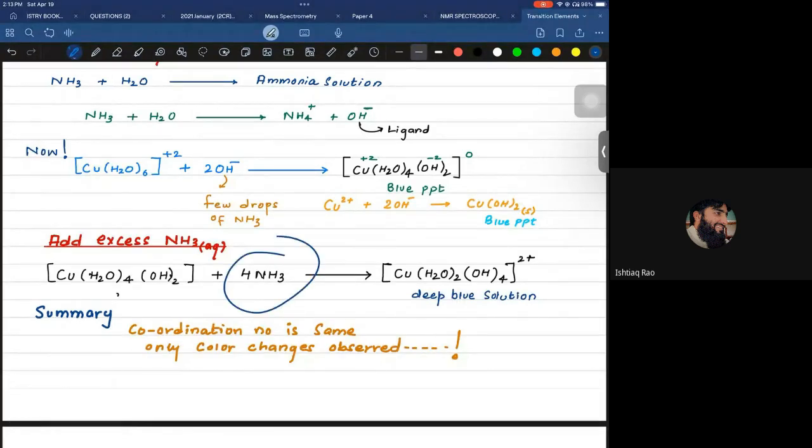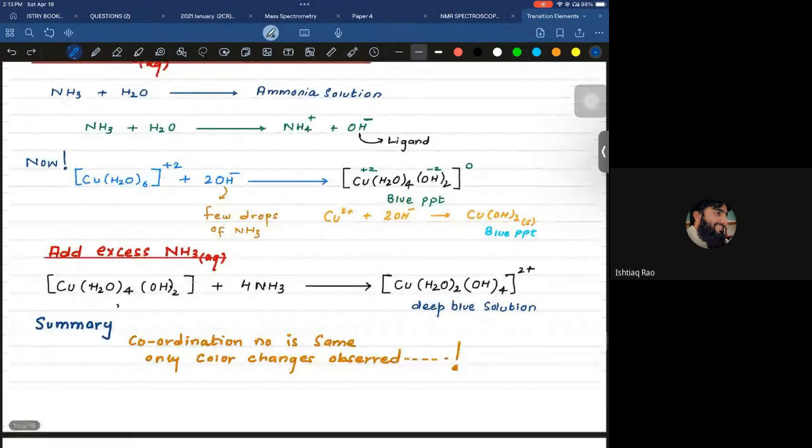Then I'm adding excess ammonia. So here we have 2 OH, and right now we have 4 OH. So you have added aqueous ammonia. So that's the reason you have more OH negative ions. They would be taking more protons from water, and it would be giving you a deep blue solution. That's it. And the important thing is that the coordination number is not going to change. Coordination number is 6 and coordination number is 6. You have to take care of it. Only the change in color is observed, not the coordination number. Remember.